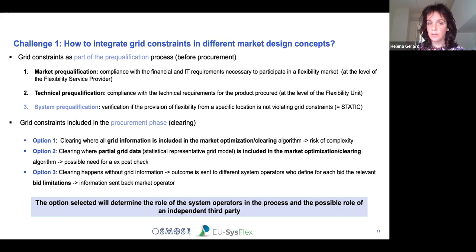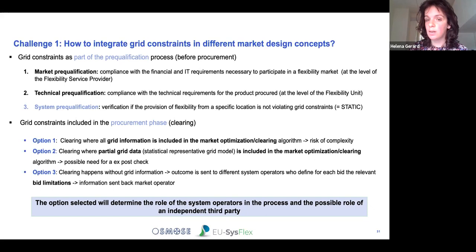You see different options, they all have their advantages and disadvantages in terms of complexity, but also in terms of correctness. And it's clear that the option that you will select will heavily determine the role of the system operators in the process, but also the possibility to include third parties.